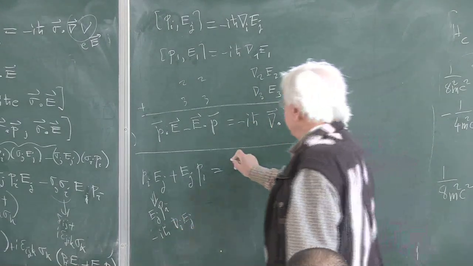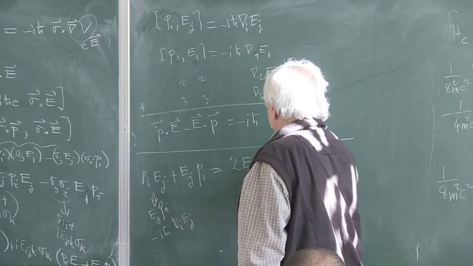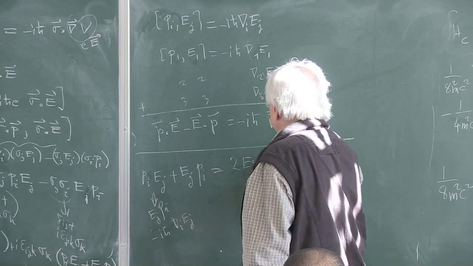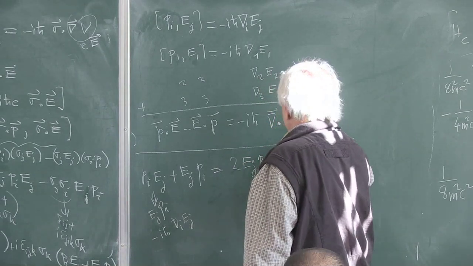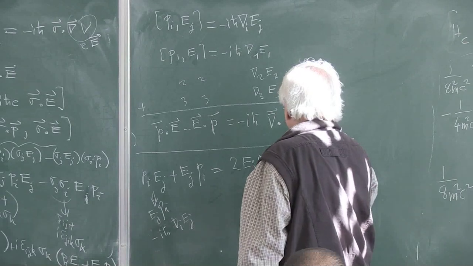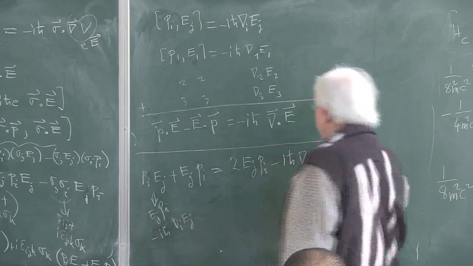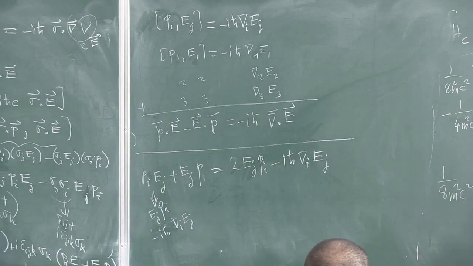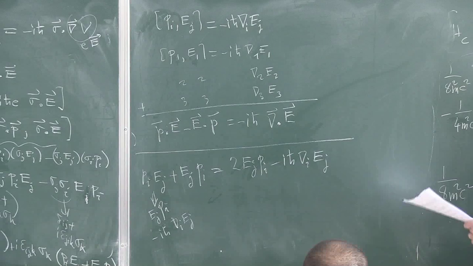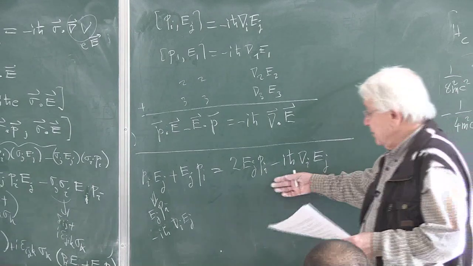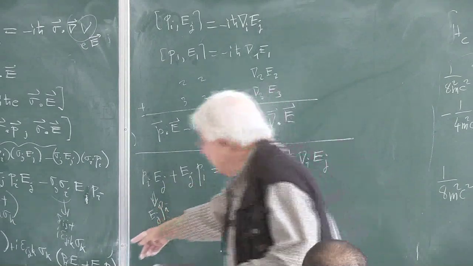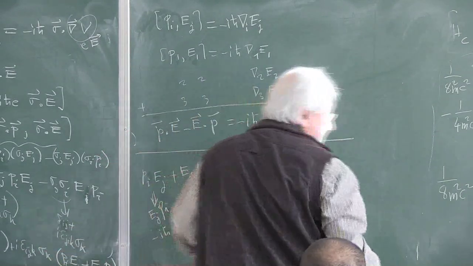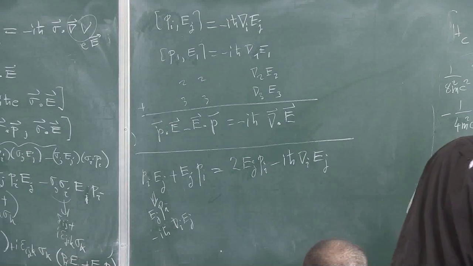So this is altogether twice EJPI minus IH bar delta I EJ. Okay. Well, you may say, so what? Big deal? No, but I'm just using the commutator, which is valid for everything. So let me put this together. The entire expression is what? Let me do it cleanly.